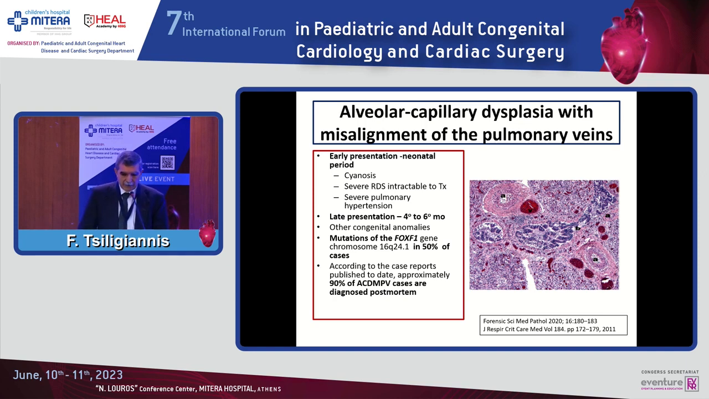This end is characterized by early neonatal presentation with cyanosis, severe respiratory distress intractable to treatment, and severe pulmonary hypertension. But there is a late presentation which may be manifested after 4 to 6 months of life. There are other congenital anomalies in some of these patients, and at least 50% have a mutation in the FOXF1 gene at chromosome 16. According to the case reports, more than 200 have been published so far. More than 90% of these disorders are diagnosed post-mortem.